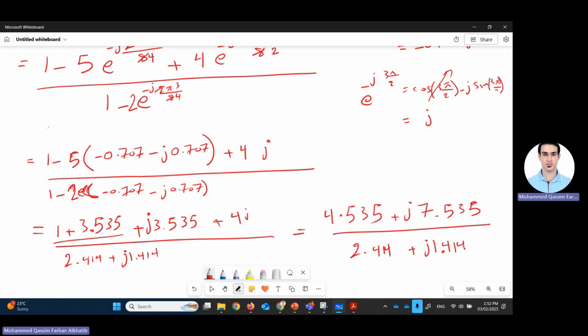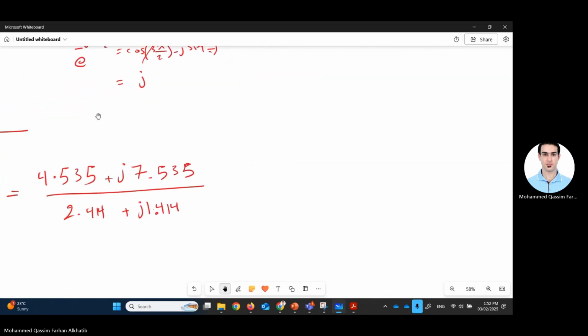Are we done? No, we need to find the gain again. How to find the gain for this? How do you divide two complex numbers? Multiply by the conjugate of the denominator. So we multiply by 2.414 minus j1.414.